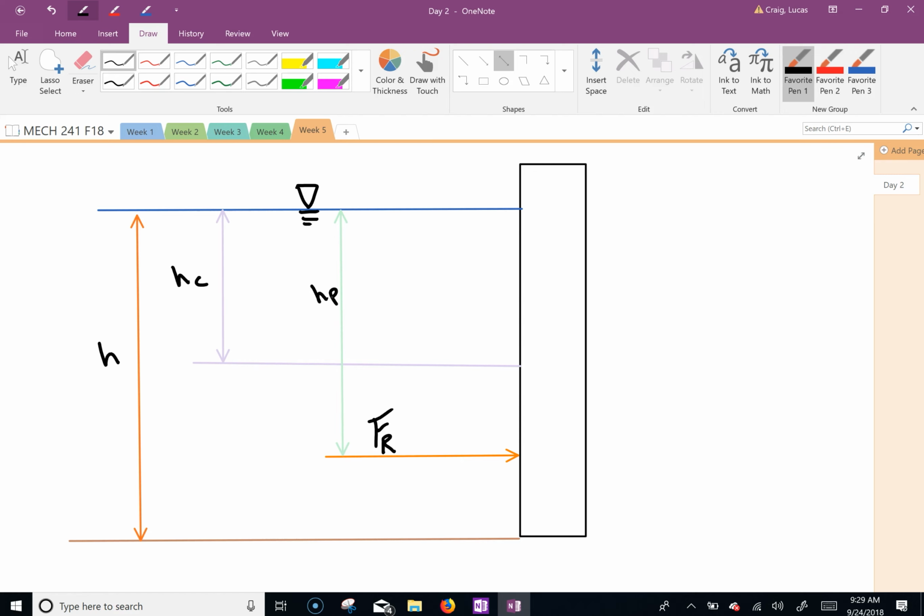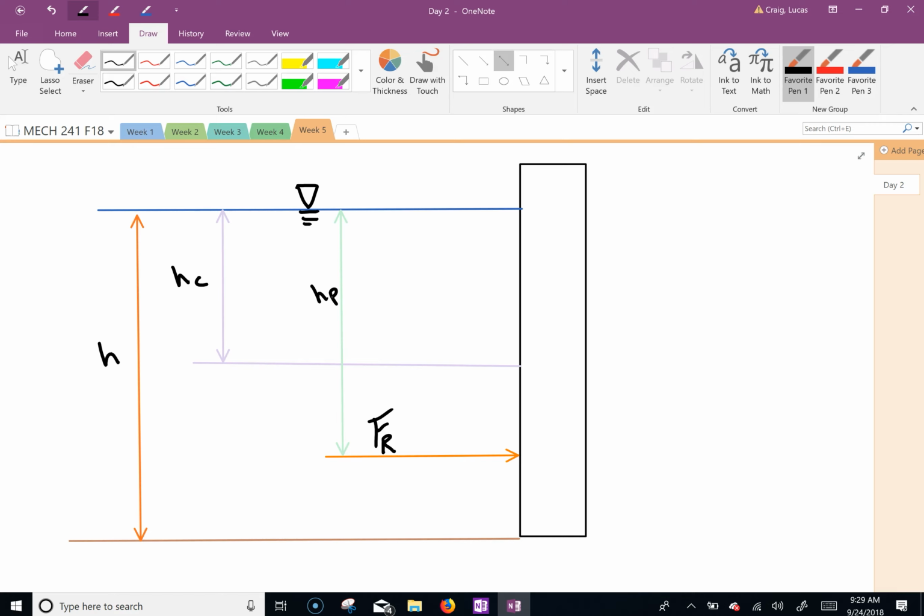So on your sketches, this is what I want to see. I want to see it every time you do a problem. Okay? So I want you to practice labeling and organizing and understanding this type of value. What does HP stand for? It's the center of pressure. So this force, FR, acts at the center of pressure. Okay?